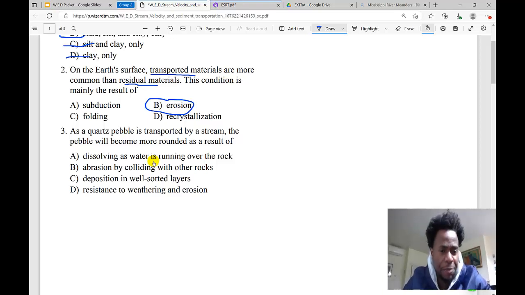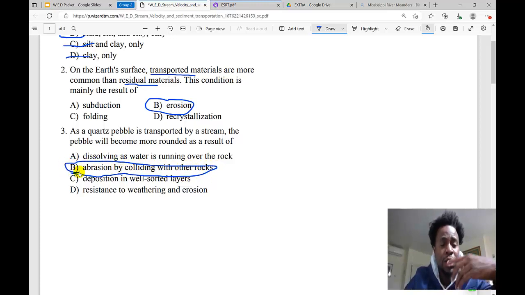Question number 3. As a quartz pebble is transported by a stream, the pebble will become more rounded as a result of... All right, when a pebble or a sediment is becoming more and more rounded, it's as a result of abrasion. We discussed that moments ago. It's as a result of abrasion. So we go with abrasion by colliding with other rocks.